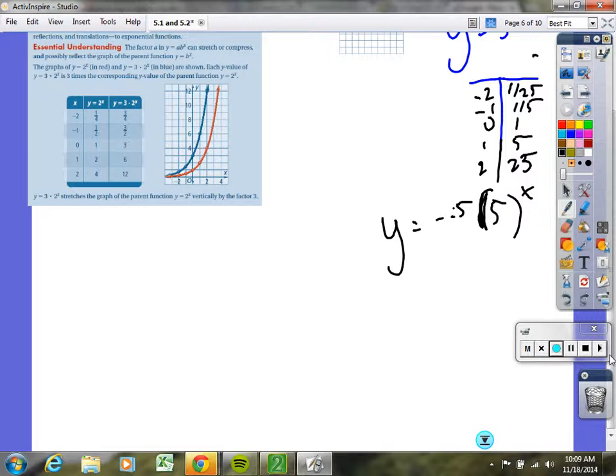Now, what does that 0.5 do? It's a scale factor. So is this a stretch, meaning it's going to go higher, or is it going to be a shrink, meaning it's going to go lower? How do we know it's a shrink? Because it is less than 1. Does that make sense? So technically, if we were using words, we are reflecting over the x-axis with a vertical shrink of a half, with 0.5. Does that make sense to everybody? Yes, no, maybe so?